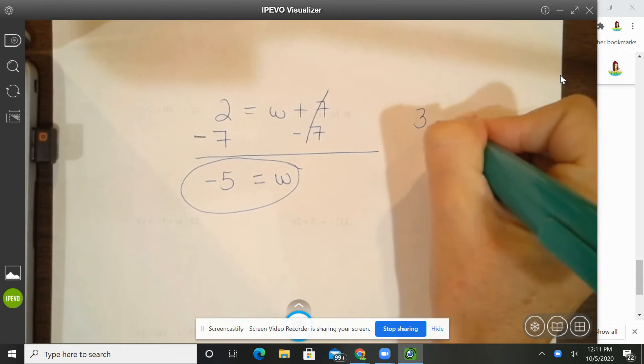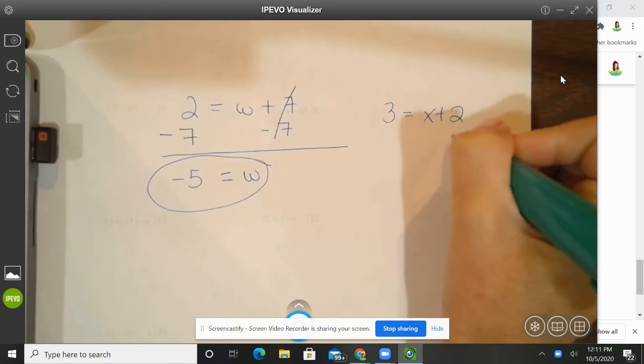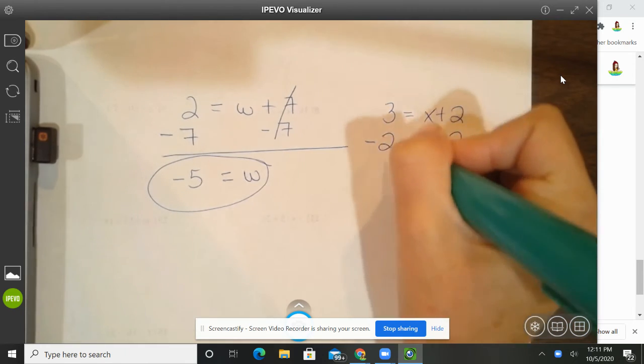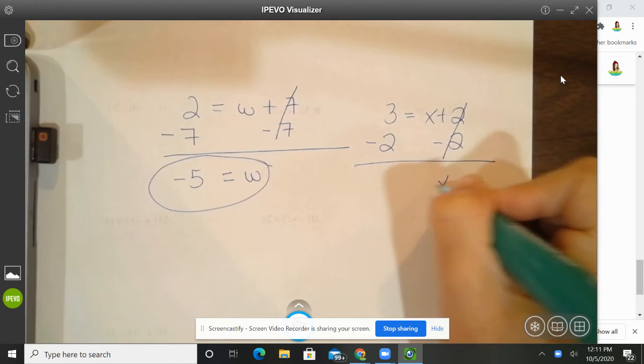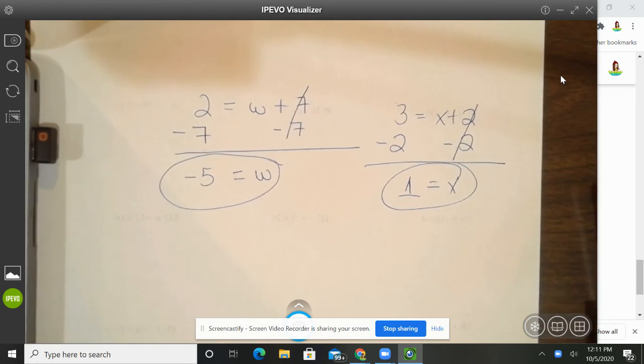So we have 3 equals, I don't know, x plus 2. Well, same thing here. Minus 2, it's the opposite. Minus 2 on both sides. That goes away on this side, and then x equals 3 minus 2, which is 1. And that's my answer. All right, so I hope this helps.